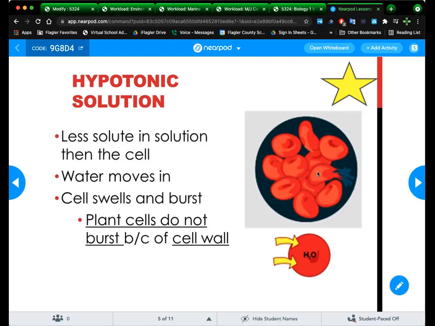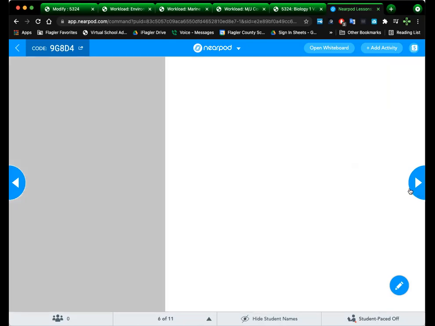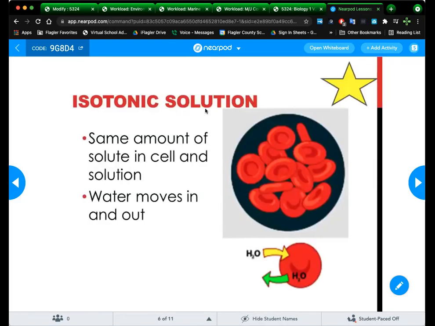So that brings us to our next solution when it's equal. So when you have equal solute in, equal solute out, that's what we call an isotonic solution. Okay, so water does move in and water moves out. It's just at the same rate.